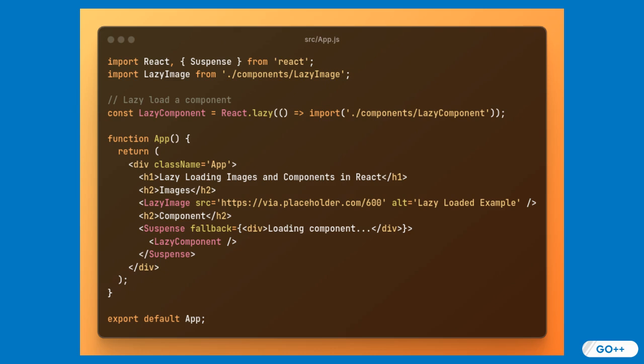In src/App.js, we use React.lazy to dynamically import a component, which is then wrapped in a Suspense component to handle the loading state. Additionally, src/components/LazyImage.js showcases how to lazy load images using the loading="lazy" attribute. This setup allows us to efficiently manage resource loading, ensuring that only visible content is fetched initially.